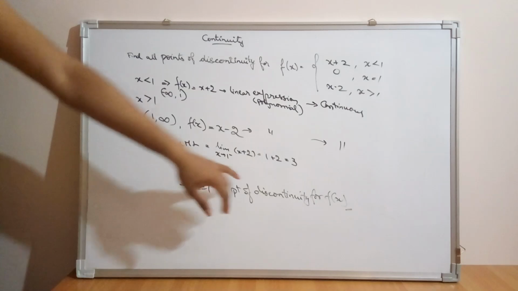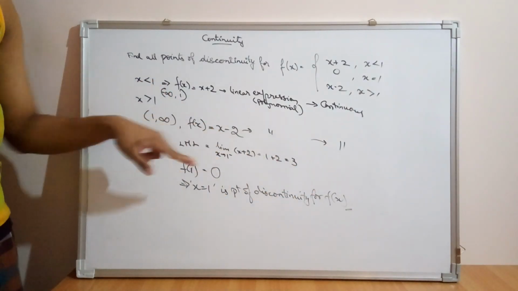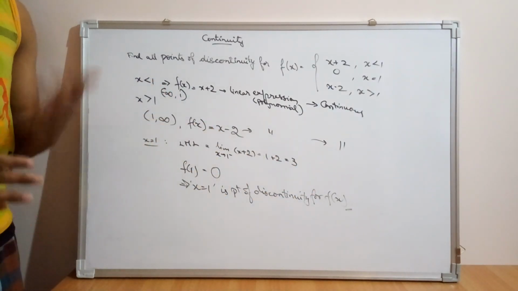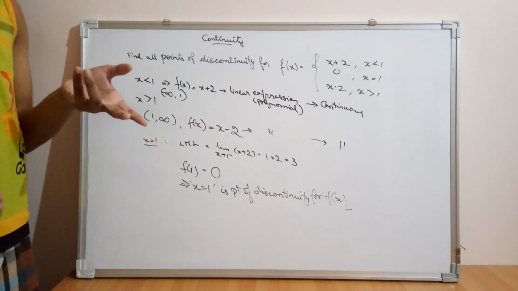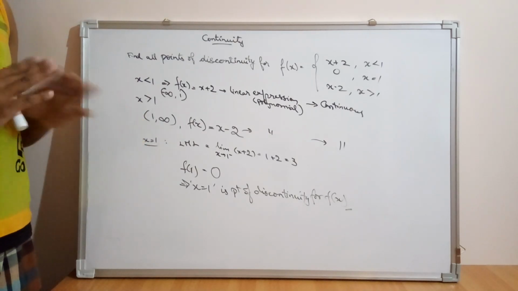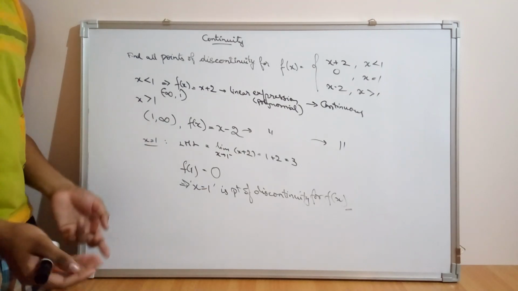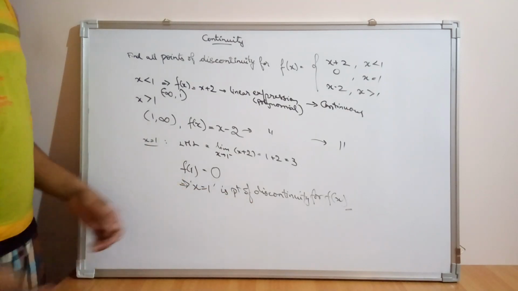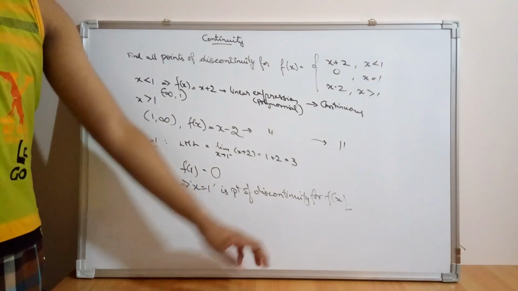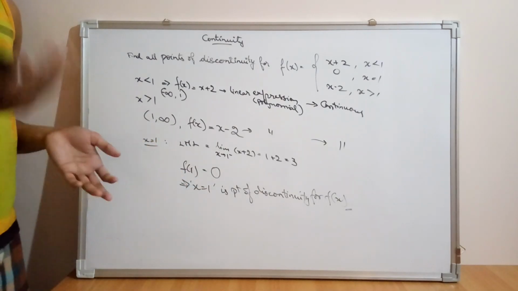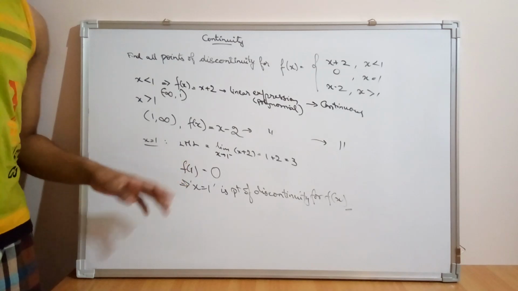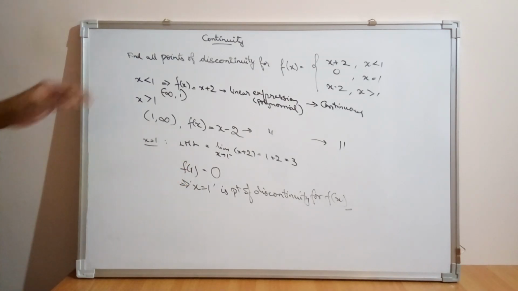So we got LHL is equal to 3 and f of 1 is equal to 0. That means the left hand limit is not equal to the function value. One thing is enough. After that, we need not find the right hand limit and all. We can directly say that x is equal to 1 is a point of discontinuity, or f of x is discontinuous at x is equal to 1. That's all about this example question. Next we'll move to the exercise.